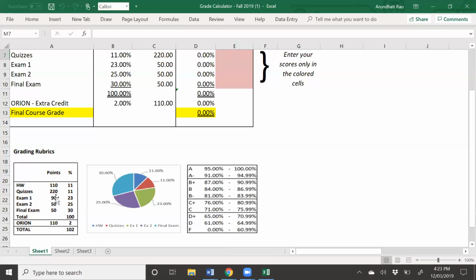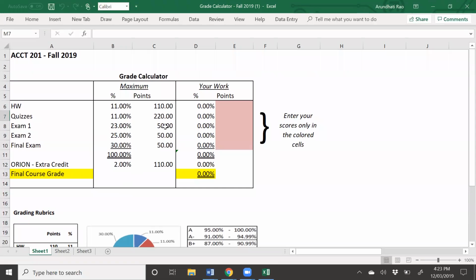The exams, they're all 50 points each, but the weightage of each of those 50 points is different. The first exam weighed 23% on your final score. The second exam is 25%, and now the final exam you're going to take next week is 30%. So how does that play out over here?